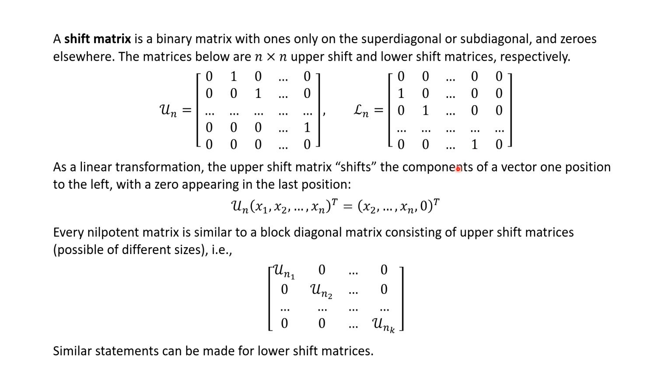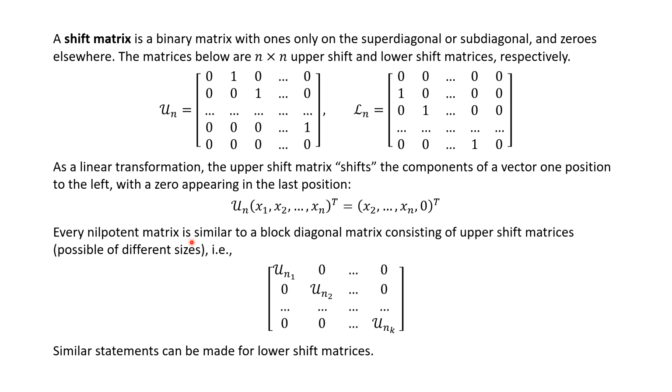As a linear transformation, the upper shift matrix shifts the components of a vector one position to the left. So you can see here U_n times this vector. It shifts everything, and it puts a 0 in the rightmost position.